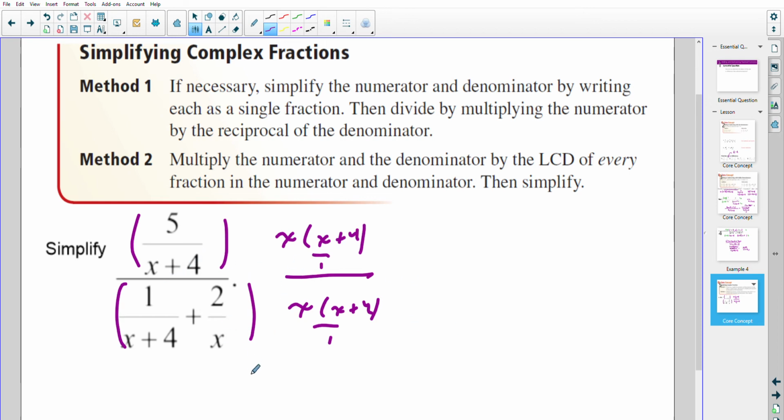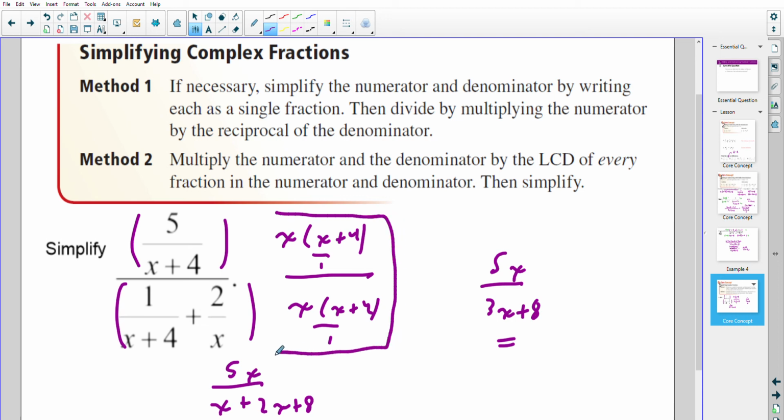Now the x plus 4 is canceled, so on the top it becomes 5x. That's it. On the bottom, x plus 4 is canceled. You're left with x. Distributing it to the next one, x is canceled, and you're left with plus 2x plus 8 equals 5x over 3x plus 8. Can't factor, so that's the end of your answer. Again, the idea is to multiply by the lowest common multiple over the lowest common multiple to get rid of all the fractions within the fractions.